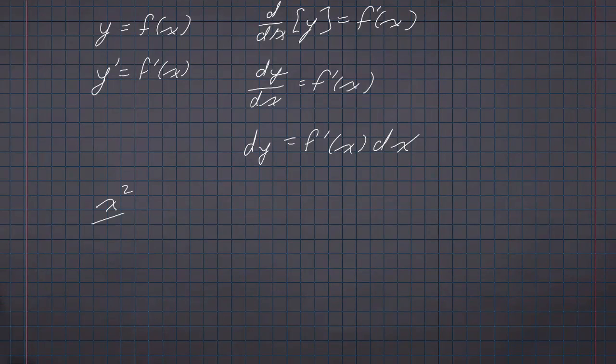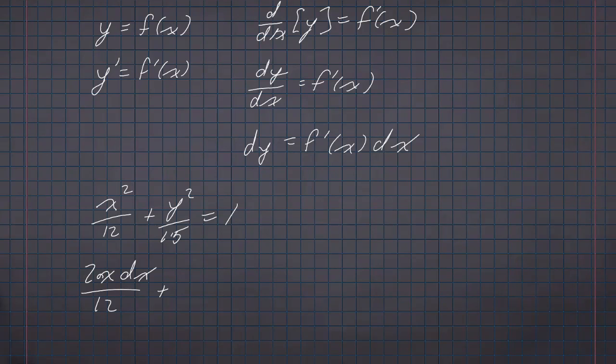So if I have something like x squared over 12 plus y squared over 15 is equal to 1, and I take the derivative of both sides of this, the derivative of x squared is 2x. And then I throw in a dx because I'm differentiating with respect to x. The derivative of y squared is 2y. And then I throw in a dy because I'm differentiating with respect to y. And I can do some rearranging.